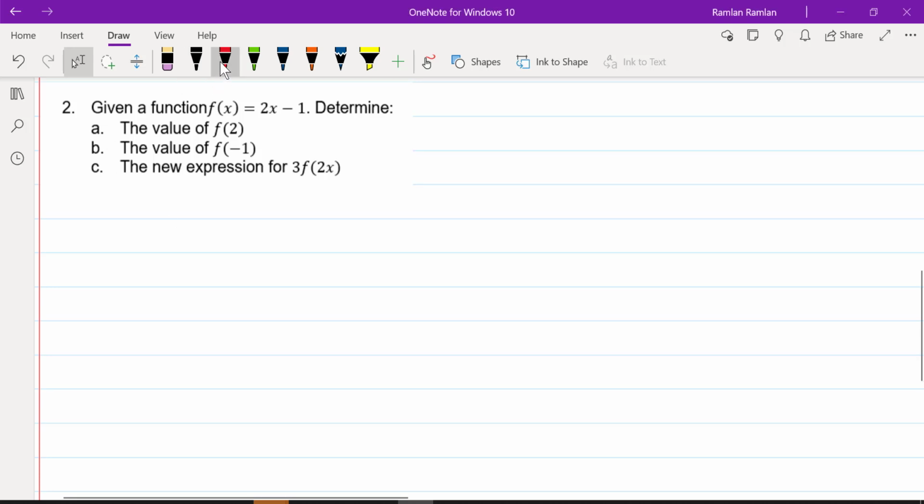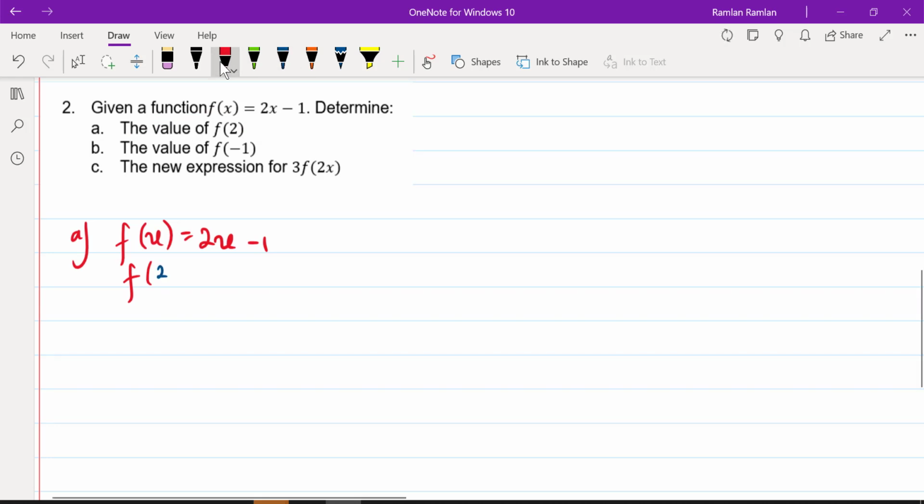Let's go and answer question A. In here we have the function, which is this one. So always write down the function first. So f of x equals 2x minus 1. This is the function over here, right? So the first question is this guy over here, the value of f of 2. So write down f of 2. I'm going to use a different color here.